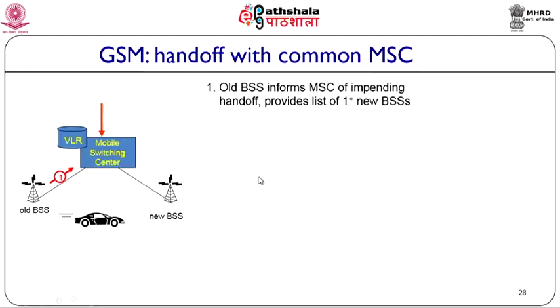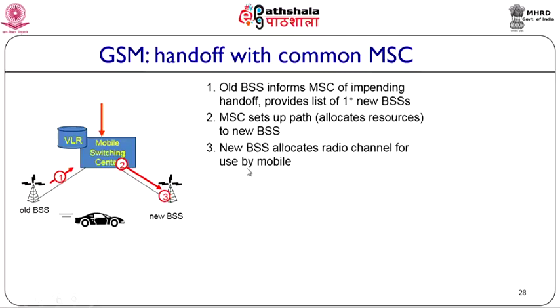what happens when you have this complete set, the various steps that we have here. The first step is that the old BSS informs the MSC of a handoff that is about to take place, and it provides a list of new BSSs to which this can be transferred. Now the MSC sets up the path to the new BSS. That is your step 2. In step 3, the new BSS will allocate a mobile channel for use by this mobile, and signal the MSC and the old BSS that it is ready to make the call.